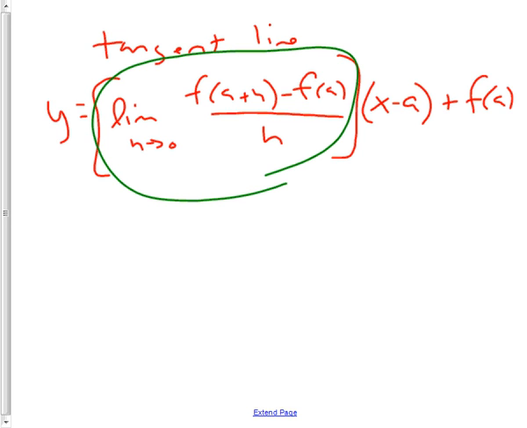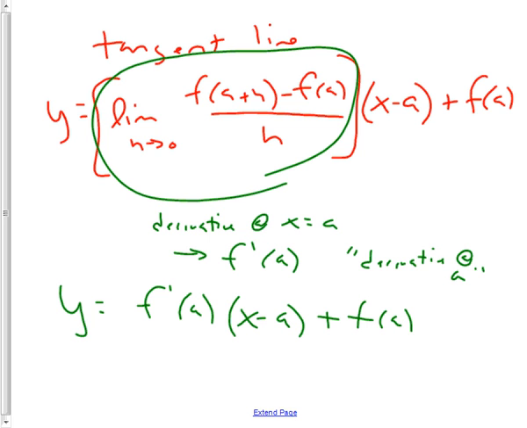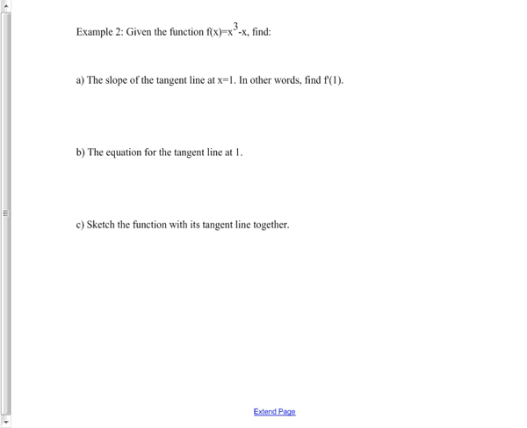This whole green thing, that's the derivative at x equals a. So we could rewrite this as f prime of a. In other words, this is our derivative at a. So we could rewrite this as y equals f prime of a times x minus a, plus f of a. And again, this is our slope, this is x1, and this is y1. So we're going to use this idea.